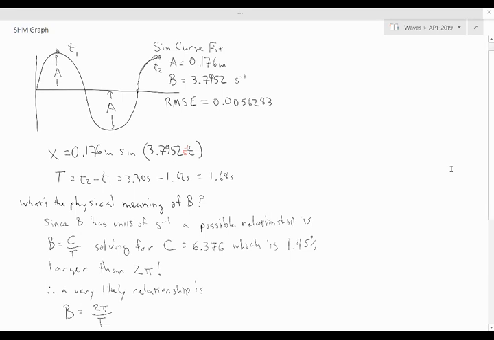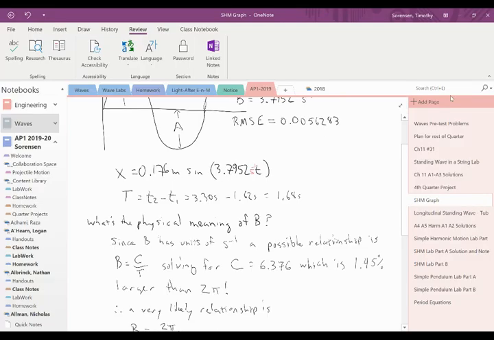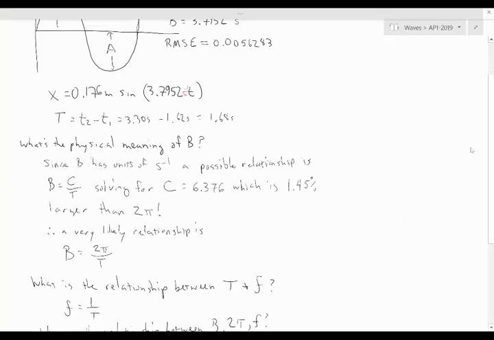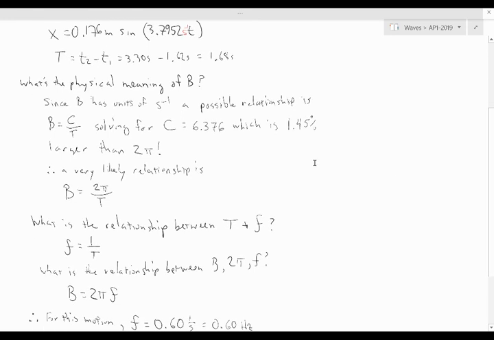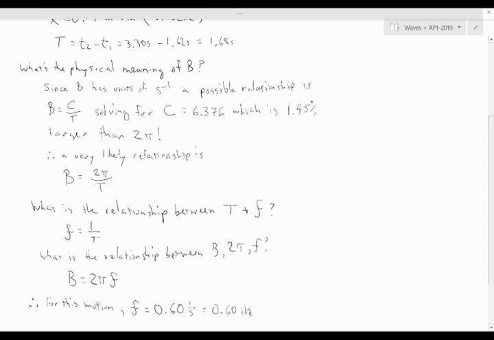So what that means is the very likely relationship is that B is 2 pi over T. Now, since we know the relationship between period and frequency is 1 over T, another way that I could write B is 2 pi times frequency. And since we know that the period is 1.68 seconds, I can figure out what the frequency is, and it comes out to be about 0.60 hertz.